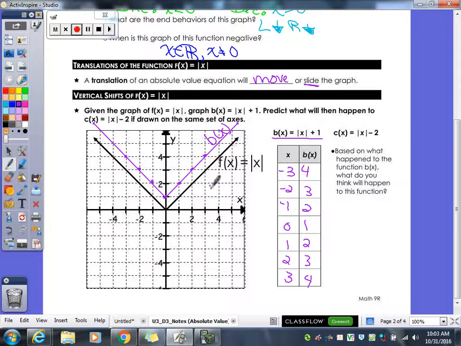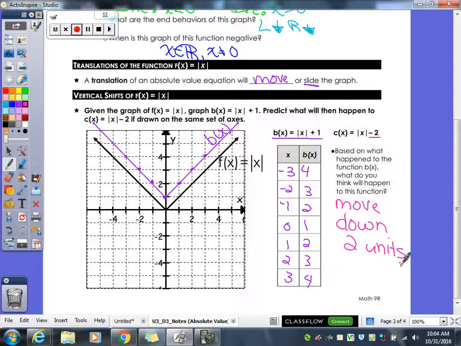I'm going to label that graph just as b of x. We don't have to write the full equation. We can write just the function part of it, b of x. Yeah, so this one, instead of +1, this one has -2. So it will move down 2 units.